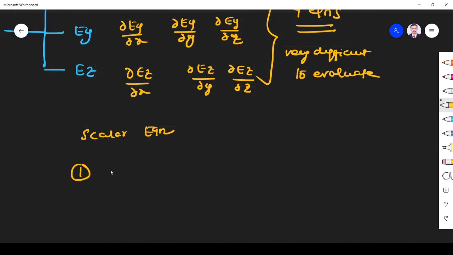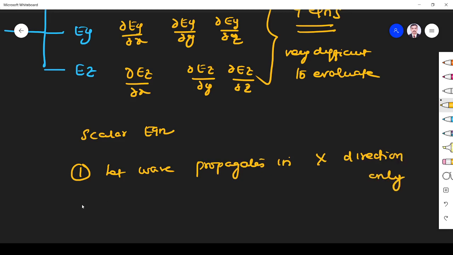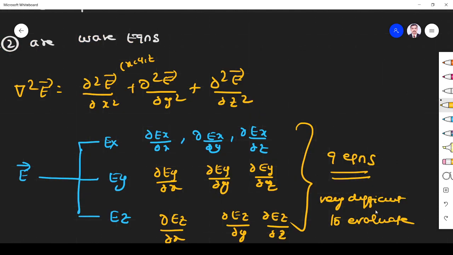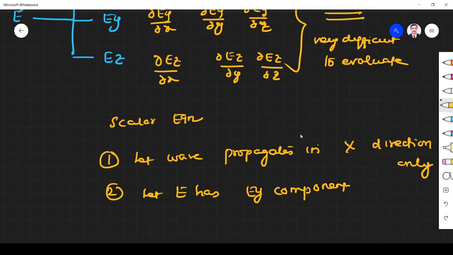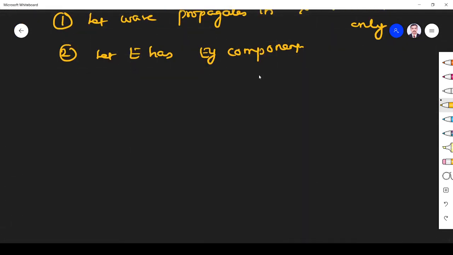The first assumption we make is let the wave propagate in the x direction only. That is the first assumption. The second assumption is let E have only the Ey component. So what will happen to our equation? Let me write the wave equation again. The same thing we have to apply for H also.